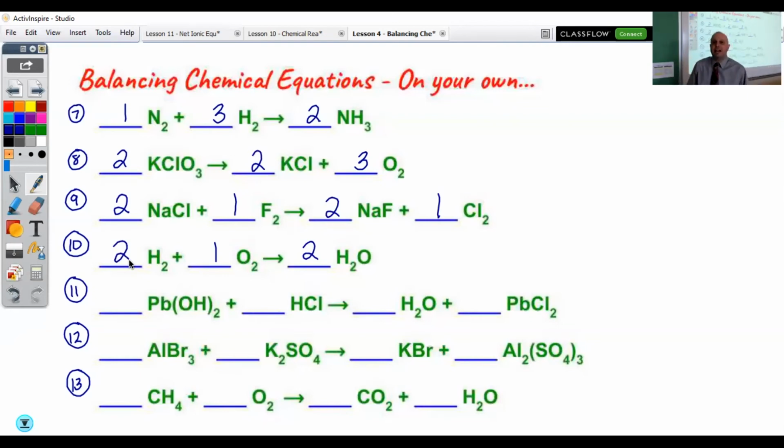Let's take a look at number 11. I have 1 Pb. I have 1 Pb. I have 1 Cl. I have 2 Cls. So I know I'm going to need to put a 2 in front of the HCl. Now I'm ready to look at my numbers of hydrogens and oxygens.